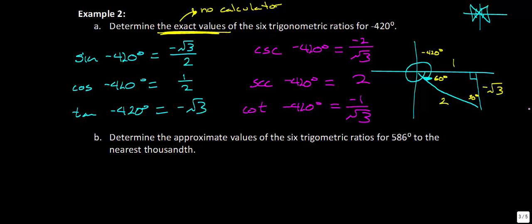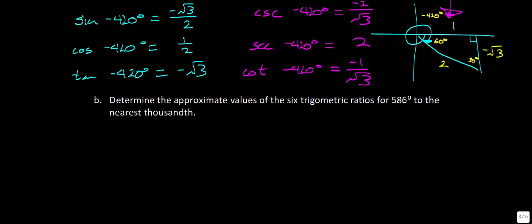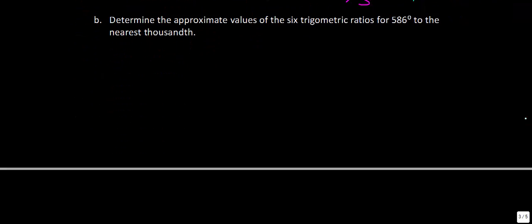The big thing I want you to understand right there is that exact value means that you're going to have to use your special triangles. Now let's do one where you don't have to use your special triangles, where you're just using your calculator. Part B says determine the approximate values of the 6 trigonometric ratios for 586 degrees to the nearest thousandth. First of all, with 586, it's impossible to use one of our special triangles, and it says approximate right here, so we're going to have to use a calculator.